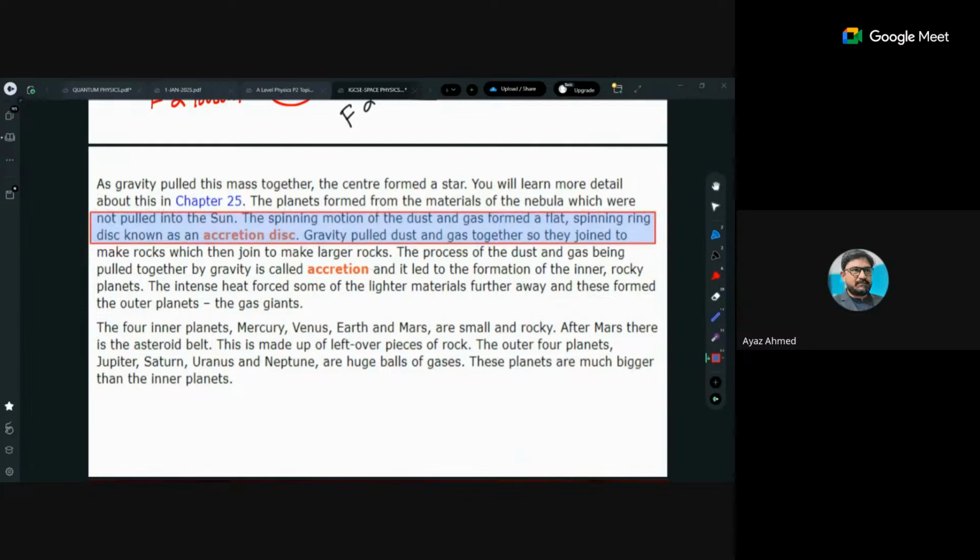So gravity pulled dust and gas together, so they joined to make rocks, which then join to make larger rocks. This process of dust and gas being pulled together by gravity is called accretion. So you must know what it means by accretion. So the pull by which these small dust particles are getting closer and closer and producing rocks, and then rocks get together and then they become planets. That is called basically the accretion.